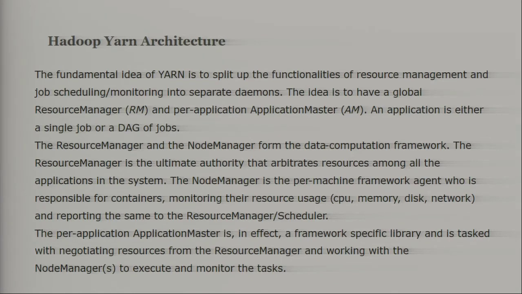Okay, so that is how you try to work with each and every detailed part of it, diving deep into that. Let's check. These are the two particular functionalities: resource management is one, and job scheduling or monitoring is another, which is split up into separate daemons. So these are two parallel things which can be taken care of.